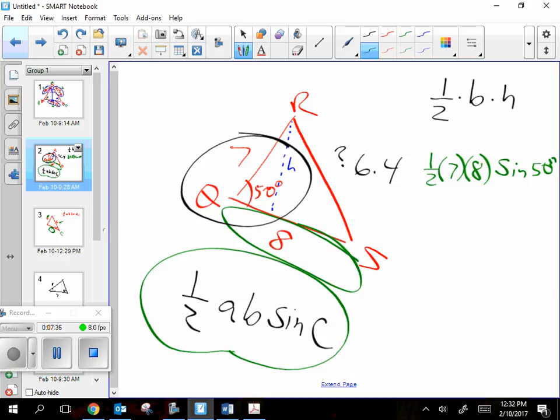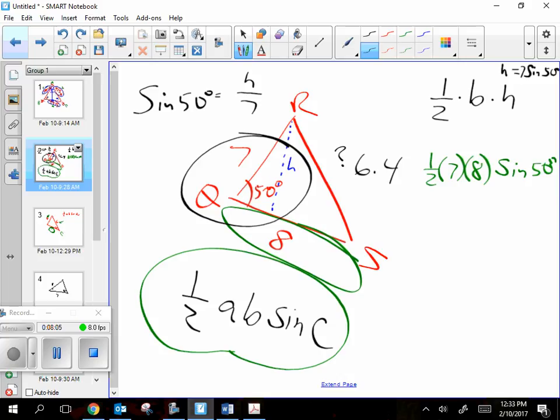If I'm using the 50, should I use sine, cosine, or tangent? Sine of 50 is opposite over hypotenuse. The opposite's H, the hypotenuse is 7. There we go. So instead of actually getting the answer with a decimal, I'm going to leave it as an exact answer and multiply both sides by 7 now. And then I'd say H is actually equal to 7 times sine 50.